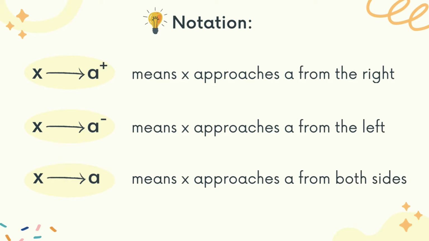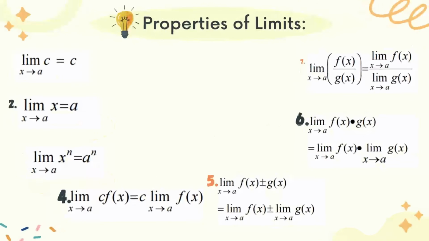Now as you can see, at the bottom of the limit, we can see that x is pointing an arrow to a, which means that x is approaching a. But if there's a plus sign or negative sign at the top of the a, it means that x approaches a from the right for plus sign and left for negative sign. If there's no sign, it means x is approaching a from both sides.